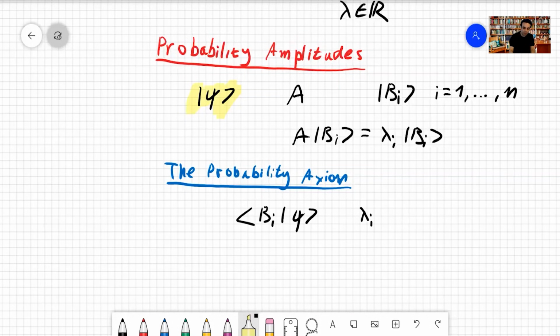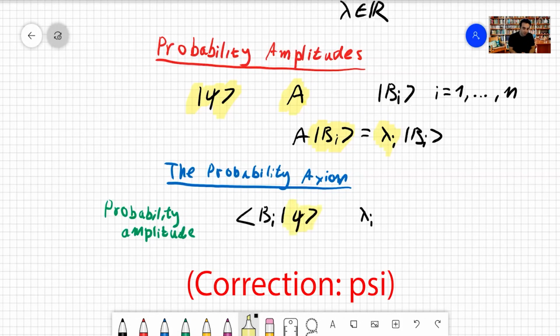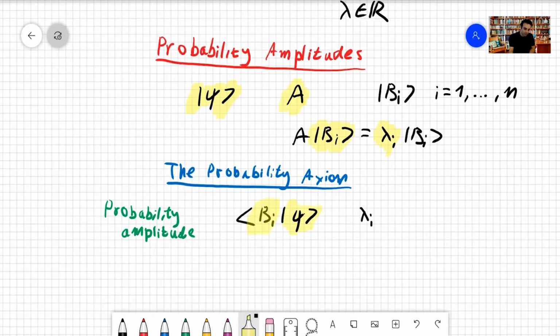I have an observable described by a Hermitian operator A. There is an eigenbasis of eigenstates b_i, such that each b_i corresponds to an eigenvalue λ_i. And these eigenvalues are all real because it's a Hermitian operator. And each one of them corresponds to a different measurement outcome. So now there is this quantity called the probability amplitude, which is not a probability, given by the inner product of the state ψ that the system is in with the eigenstate b_i corresponding to the eigenvalue that you want to measure.